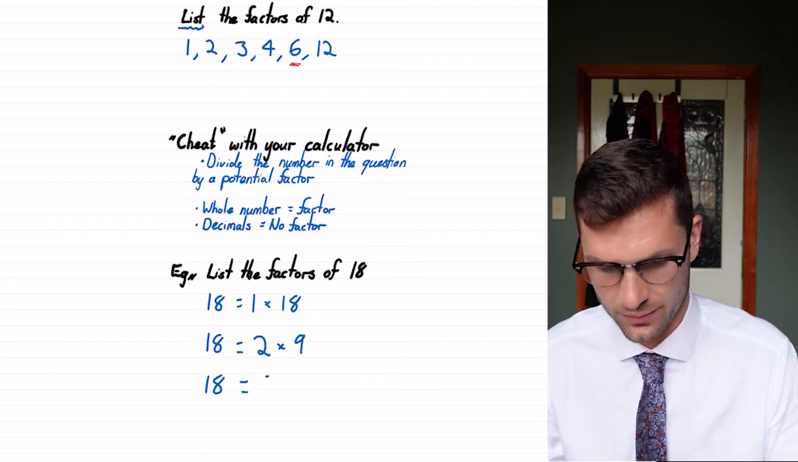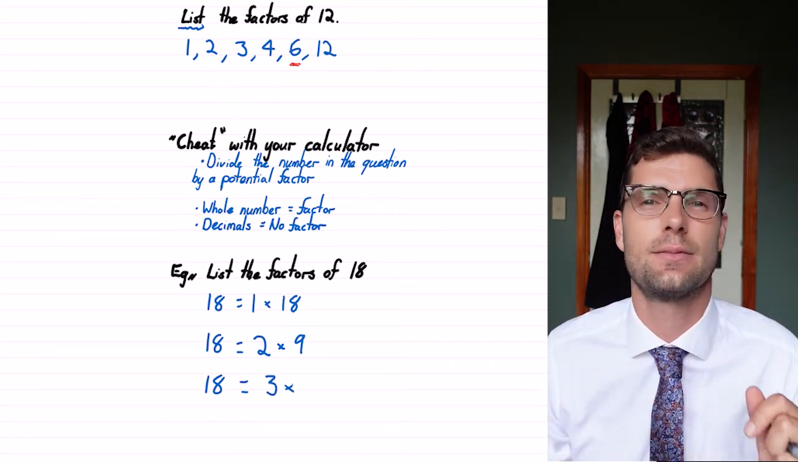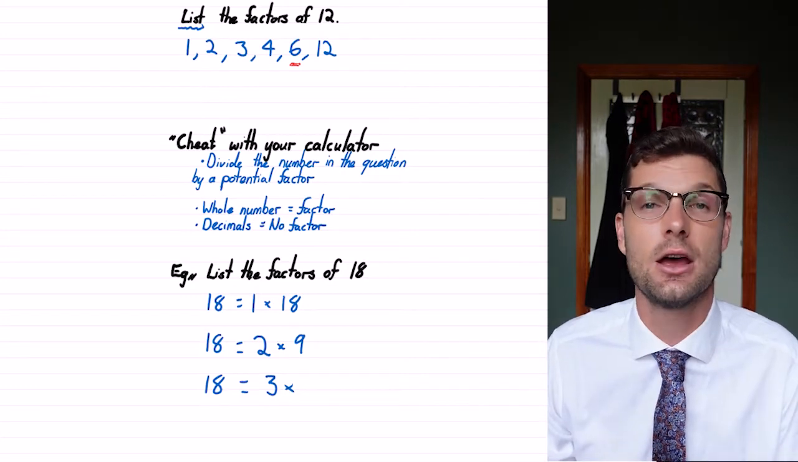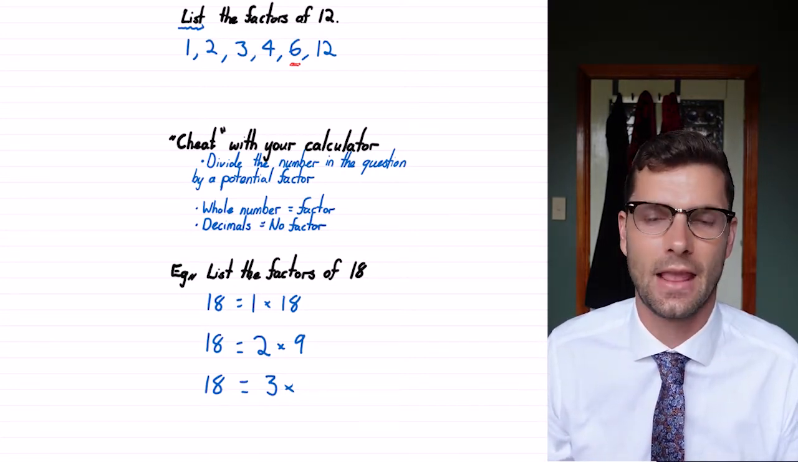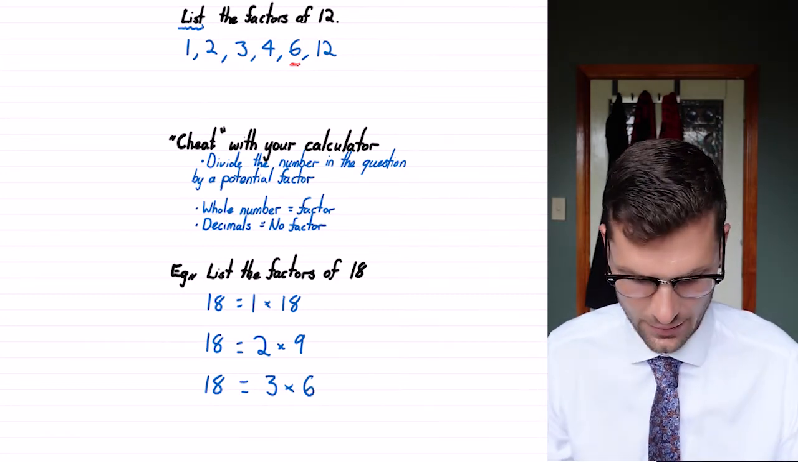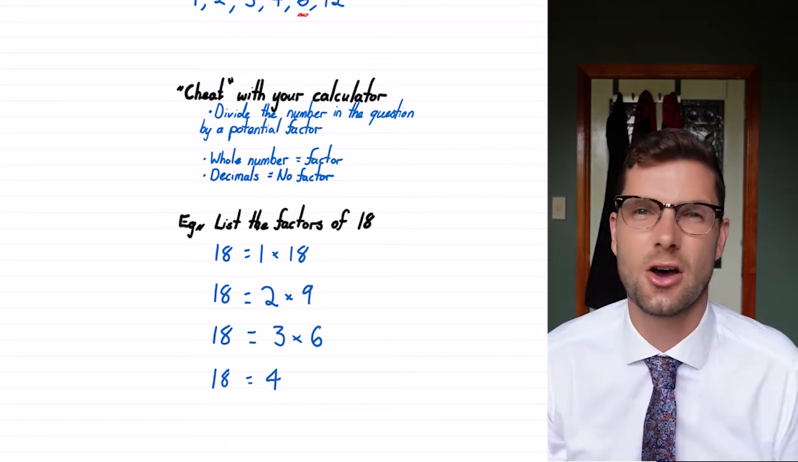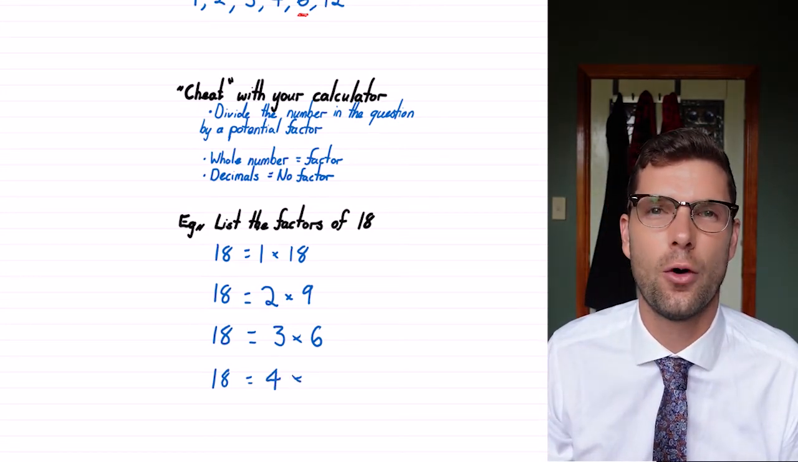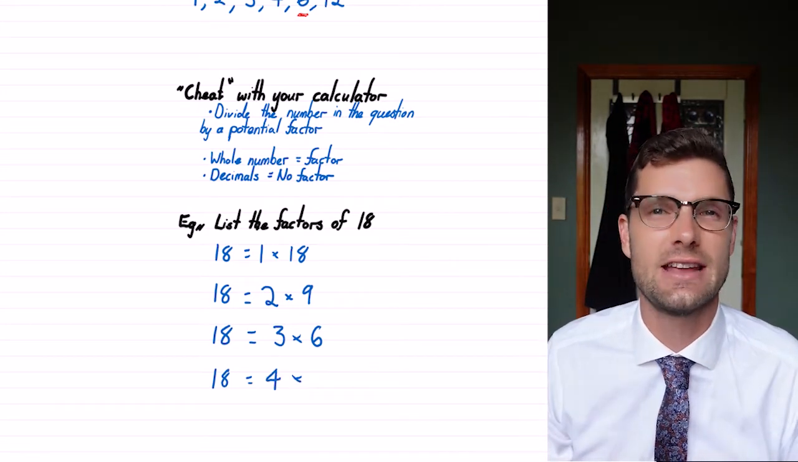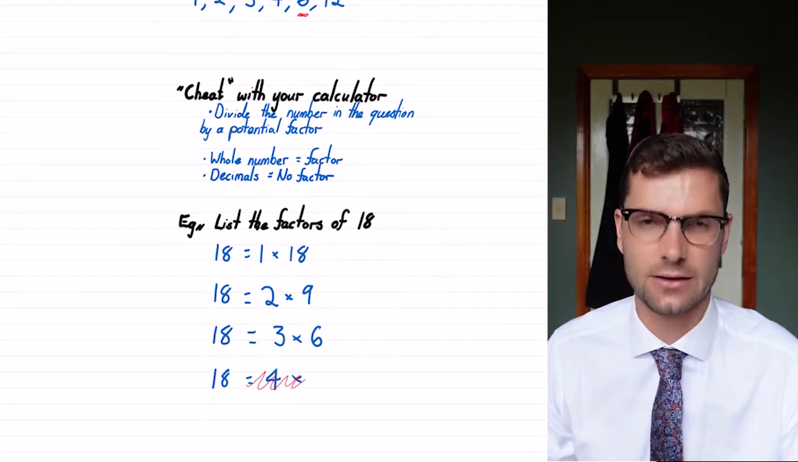We'll check the next one, 18 and 3. Does 3 go into 18? It does, but in our calculator we can go 18 divided by 3, and that gives us the whole answer of 6. So these must be a factor pair. We'll check one more, 18 divided by 4. You can see there that we've got a decimal, 4.5, so that means that 4 is not a factor.